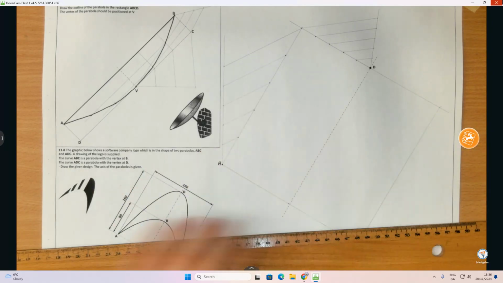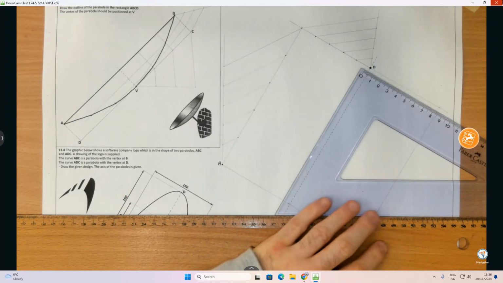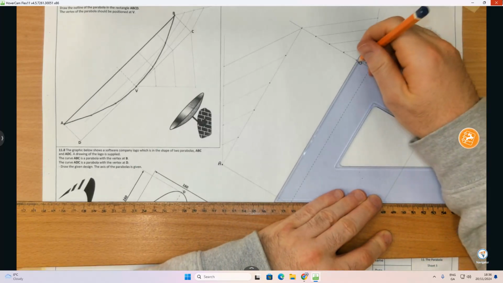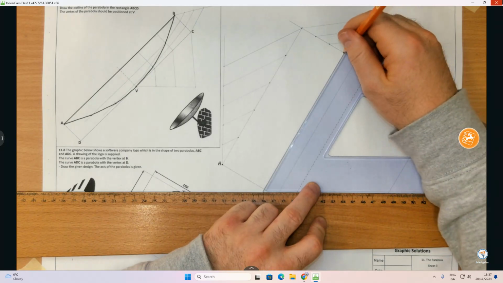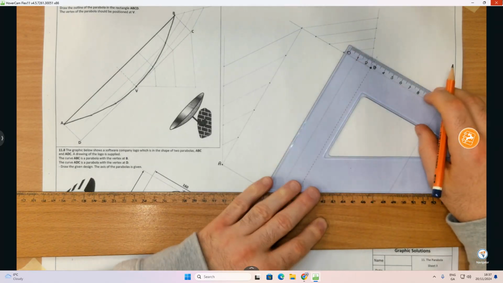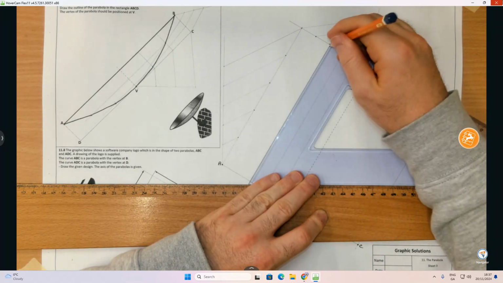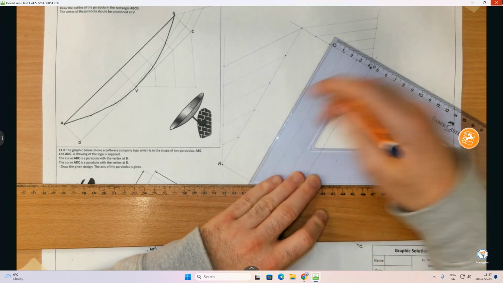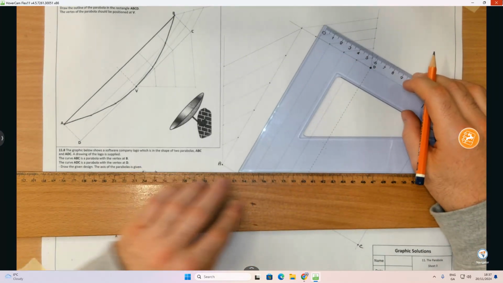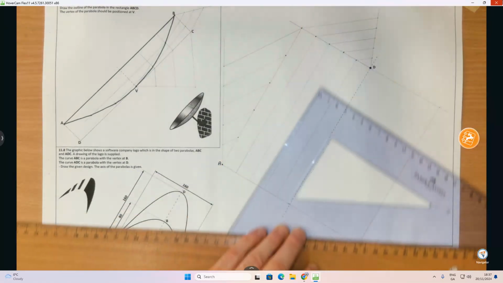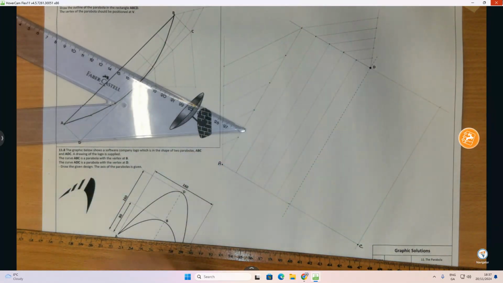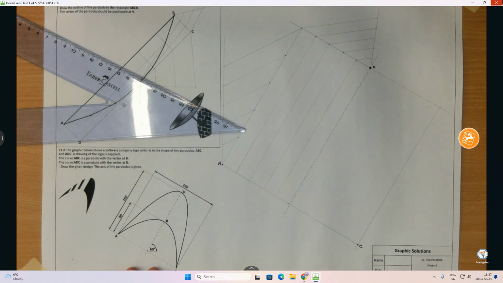And what's helpful here is, our axis is at 60 degrees. So using our t-square, all I'm going to do is, from all of these points, I'm going to go down, and down, down, and we continue on in that sequence. Done. Okay, now I'm going to number these, just for demonstration purposes.